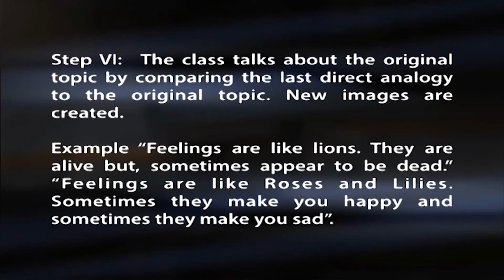Step 6. The class talks about the original topic by comparing the last direct analogy to the original topic. New images are created. Example: feelings are like lions. They are alive but sometimes appear to be dead. Feelings are like roses and lilies. Sometimes they make you happy and sometimes they make you sad.